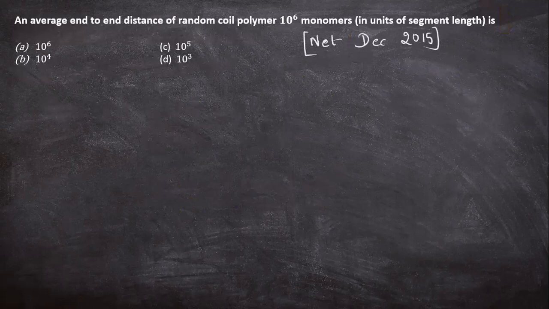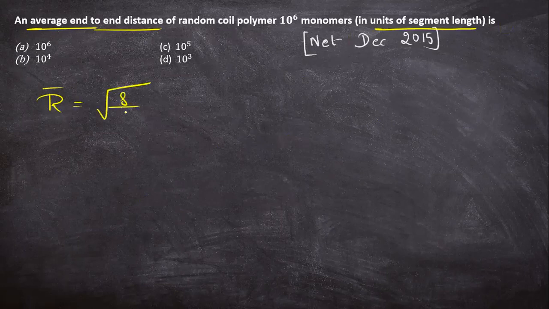The next question: the average distance of a random coil polymer having 10 raised to 6 monomers in unit segment length. They are asking the average distance here, which will be equal to root of 8 upon 3 pi into root n into L.